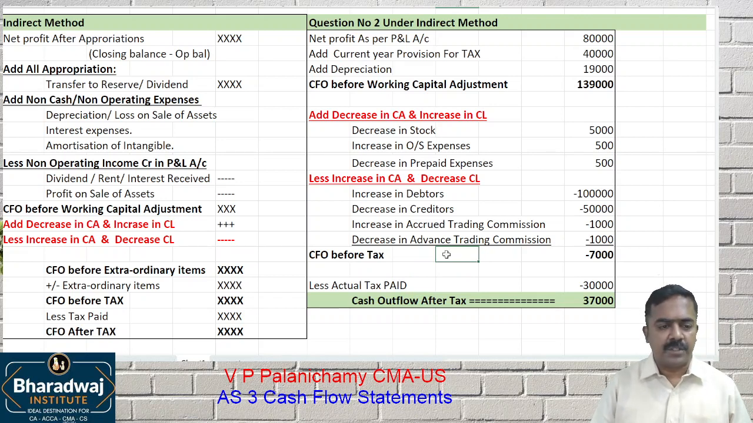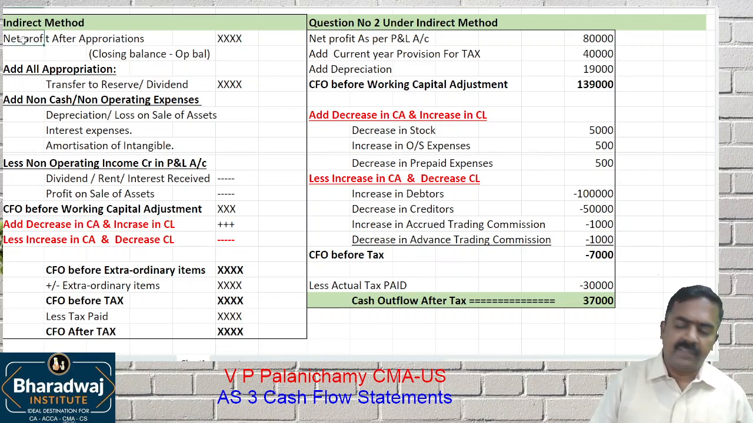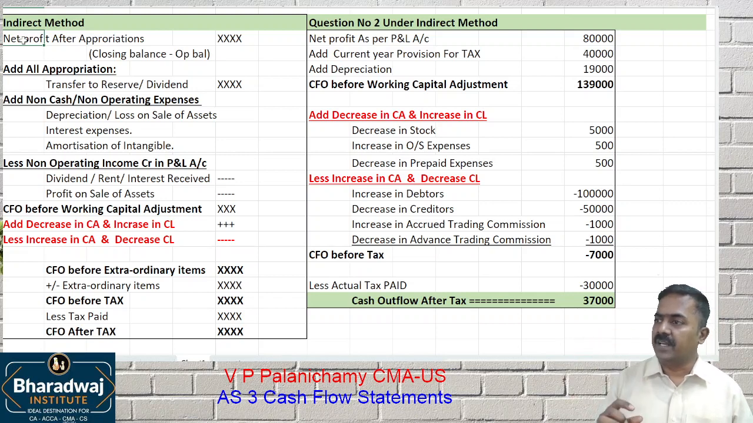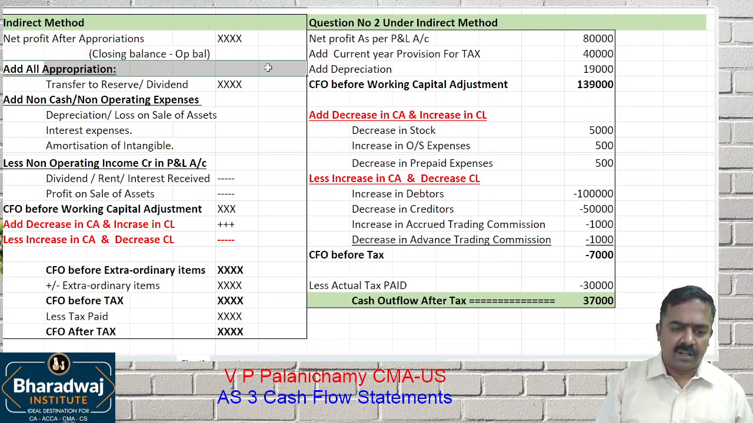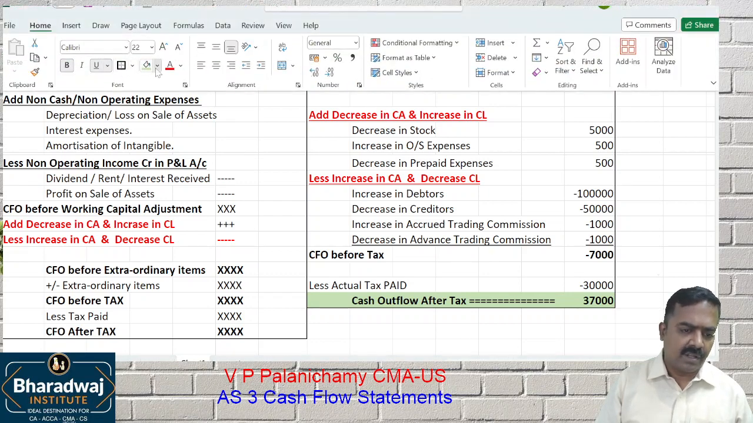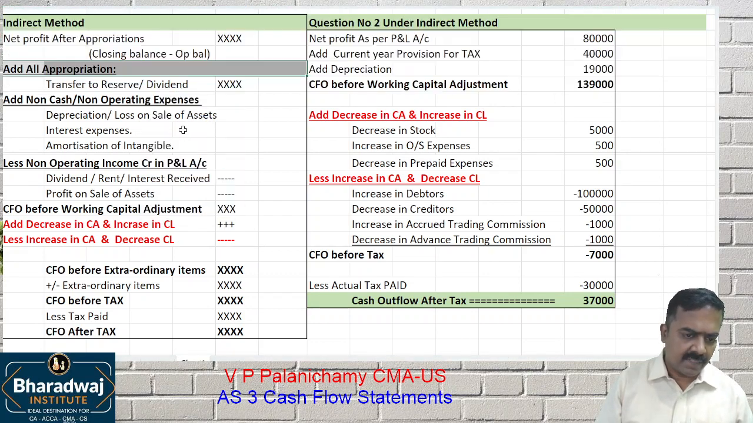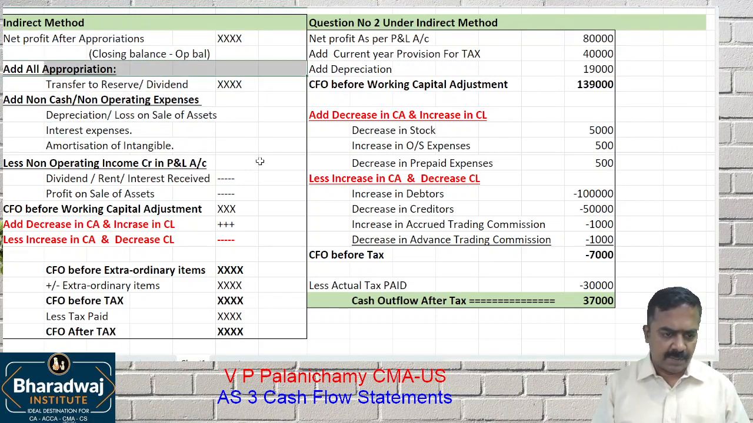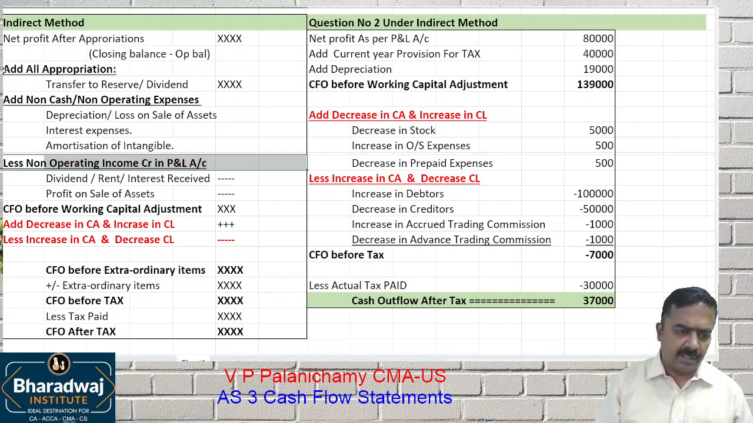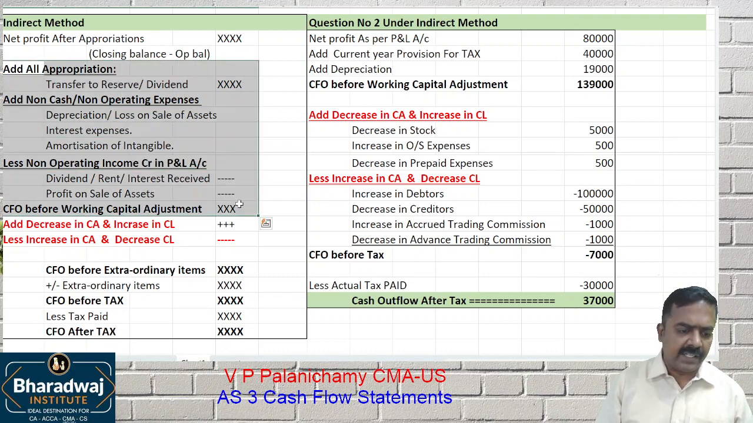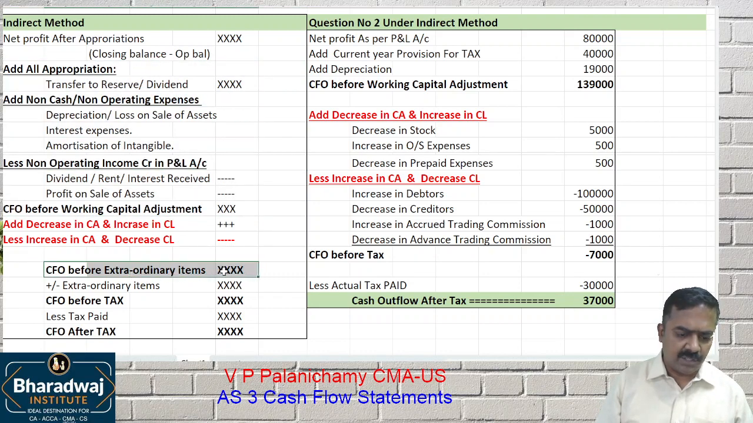And one more observation you could have made. In the direct method, we take operating receipts minus what? Operating payments. Directly we get it. Here we adjust for which ones? Non-operating items. Like which ones? Appropriations. Then which do we adjust? Non-cash expenses, non-operating income. I make adjustments for all non-operating items so that you get what? CFO.